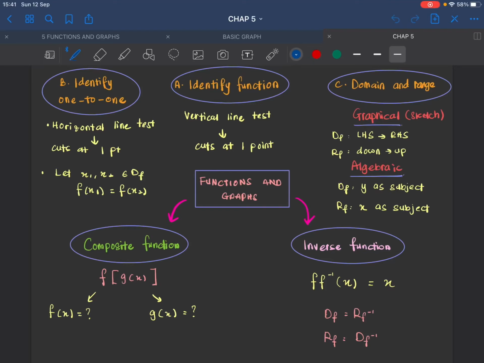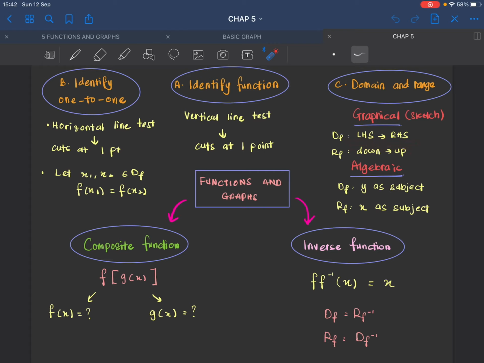Okay, so kita sambung lagi. Kita dah tahu macam mana how to identify a function by using vertical line test, how to identify a one-to-one function by using horizontal line test or algebraic method. So kita dah tahu macam mana nak cari domain and range for graphical. So which is domain left to right, range down to up.